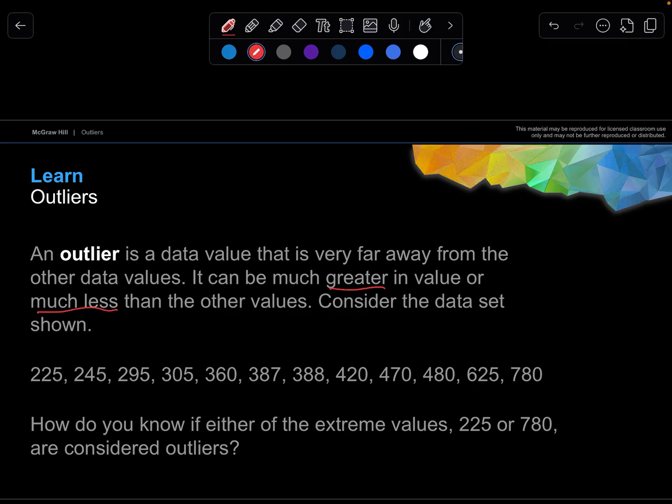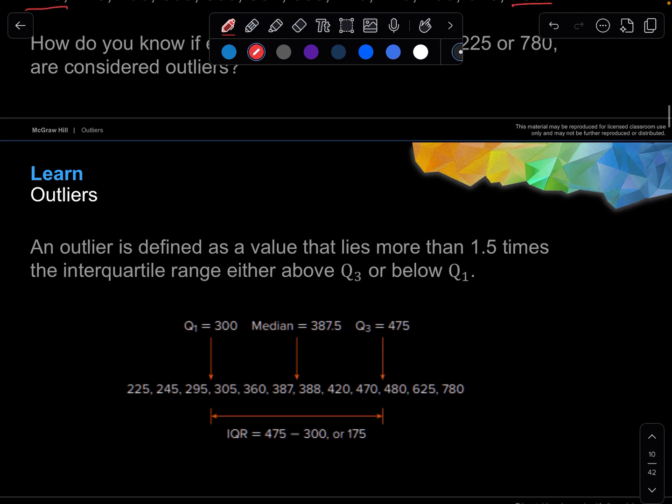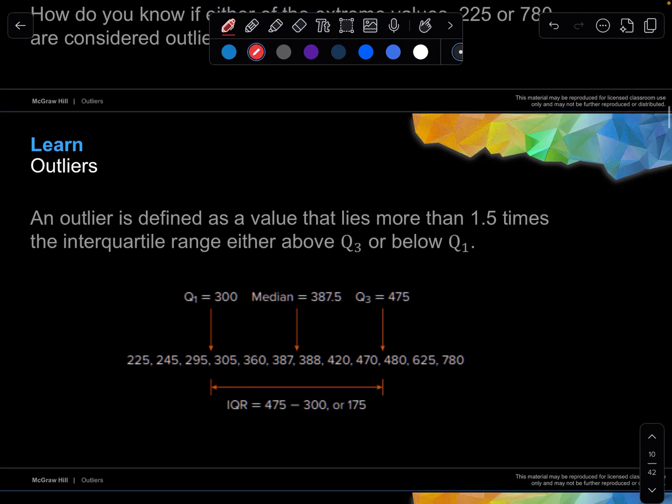So let's consider the data set shown, which ranges from 225 to 780. Now, how do you know if either of these extreme values or any other values for the example is considered an outlier? Okay. So an outlier is defined as a value that lies more than 1.5 times the interquartile range. What does the interquartile range represent? The interquartile range represents the set of data that is the middle 50% of our data, right? So an outlier is a value that is 1.5 times either more than Q3 or less than Q1.